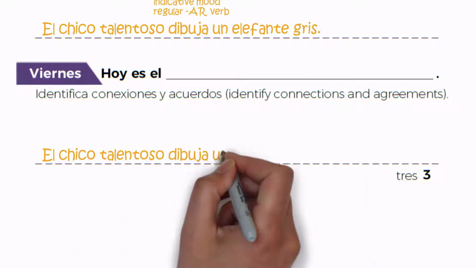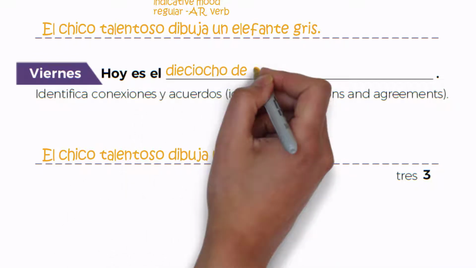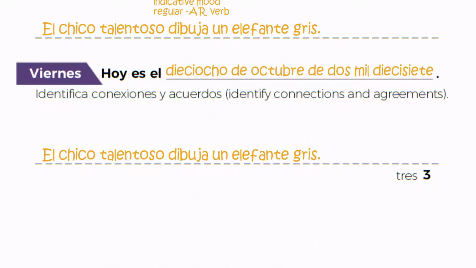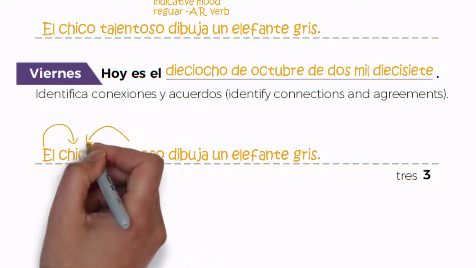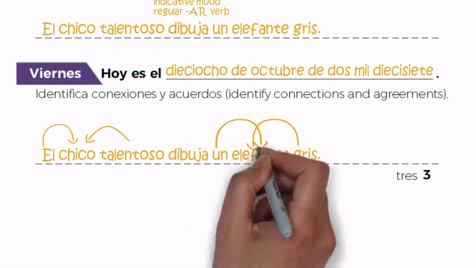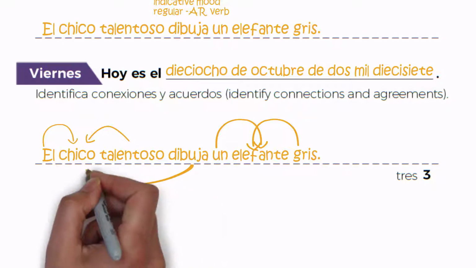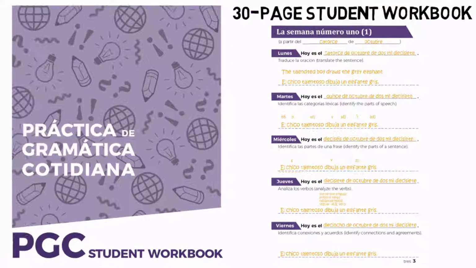On Fridays, we make connections between the words in a sentence and we mark them to show agreement. Above the line, we mark which adjectives agree with which nouns, and then beneath the line, we mark the subject-verb agreement. There is a lot included in this 30-page workbook.